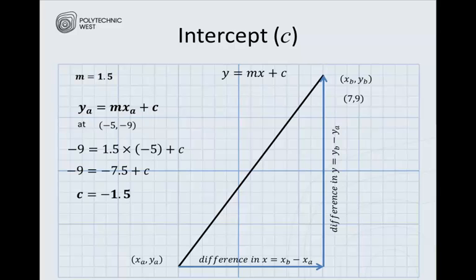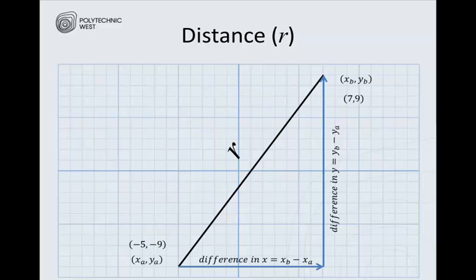Rearranging, c equals minus 1.5, which is just there. That's the intercept, the point at which it crosses the y-axis. And that looks right as well. So altogether, the equation y equals mx plus c for a straight line, in this case, is y equals 1.5x minus 1.5. Other things we might want to find out is the distance between the 2 points, which I'll call r.